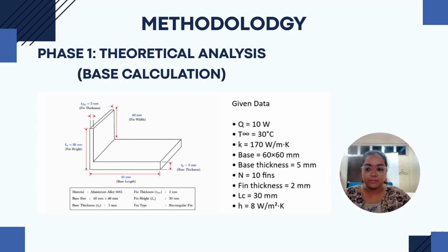The electronic chip produces a heat load of 10 watts while the surrounding ambient temperature is 30 degrees Celsius. Since the cooling method is natural convection, the heat transfer coefficient used is 8 watt per meter square Kelvin. These parameters serve as the input data for all the theoretical calculation presented in the following slides.